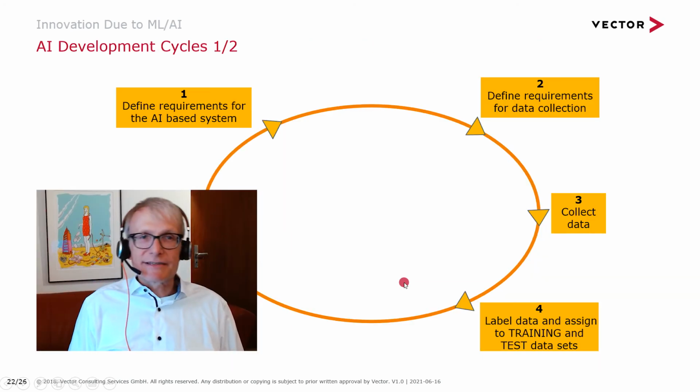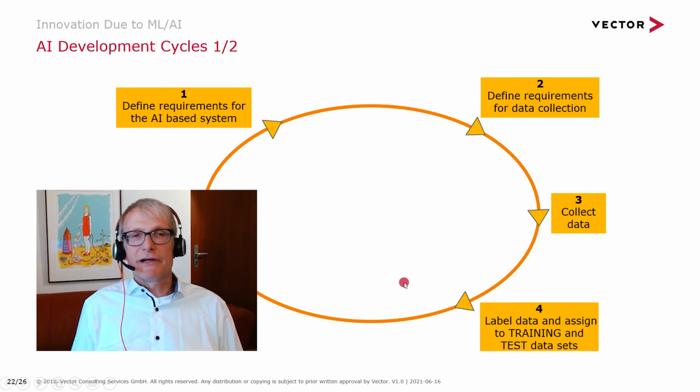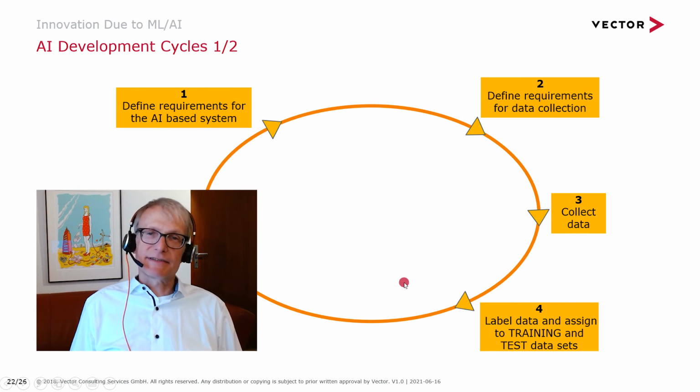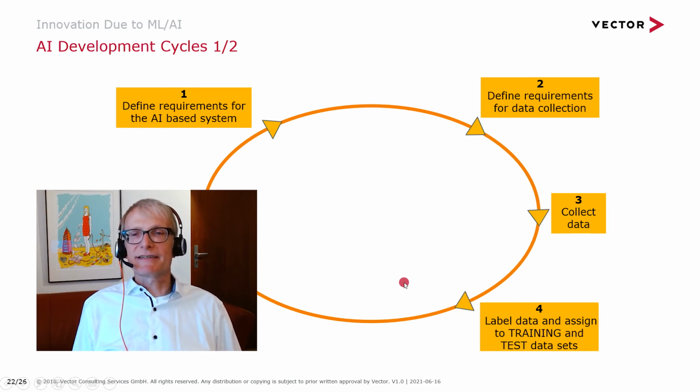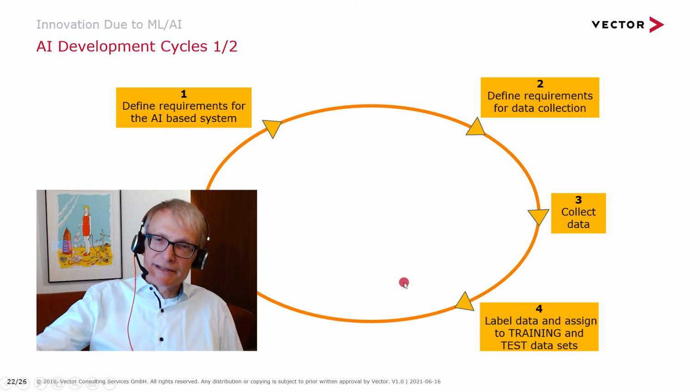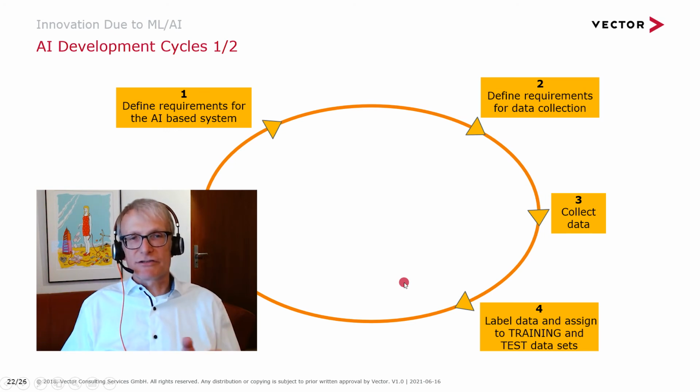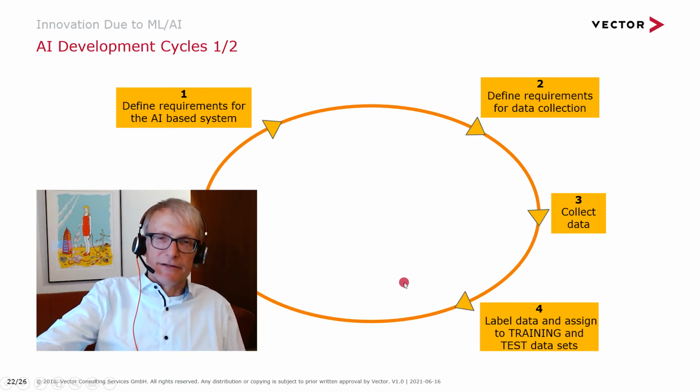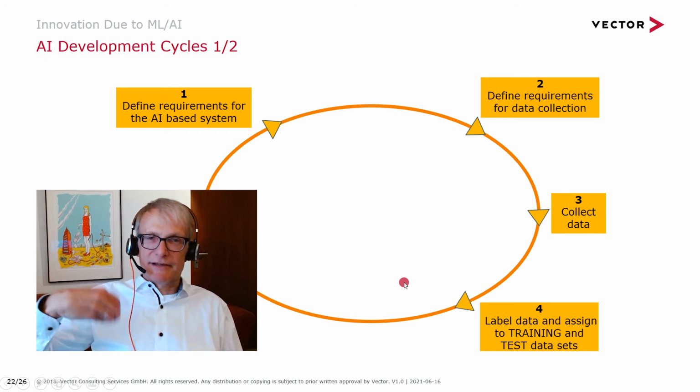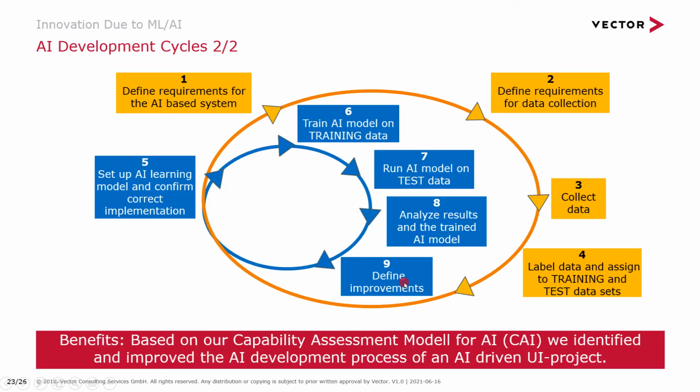So how does an AI development cycle look like? First of all, you have the definition of the requirements for the AI-based subsystem. Then you define the requirements for the data collection. You collect the data and you label the data and assign it to training and test data sets. This is what I call the outer cycle of AI development. Then comes the inner cycle, and this cycle is really, really repeated very often.